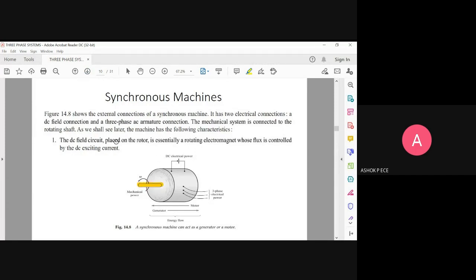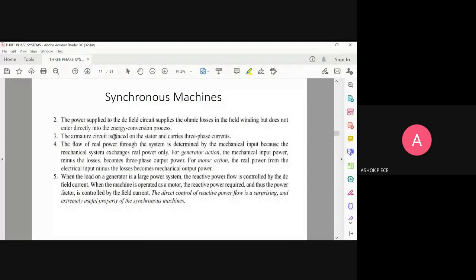So the DC field is placed on the rotor, especially a rotating electromagnet whose flux is controlled by the exciting DC current. So this DC field is going to be given to the rotor. This DC field is going to produce magnetic flux, which is going to be controlled by the current coming out of this DC source, DC electrical power. So the DC power supplied to the field circuit supplies the ohmic loss, but does not directly enter into energy conversion. The DC power supplied to the windings will not be calculated for the energy conversion process. So the armature is placed on the stator and carries three-phase current.